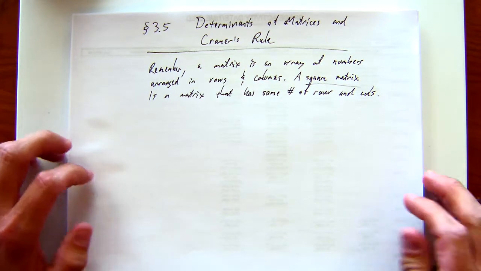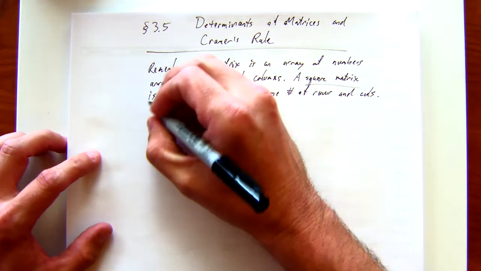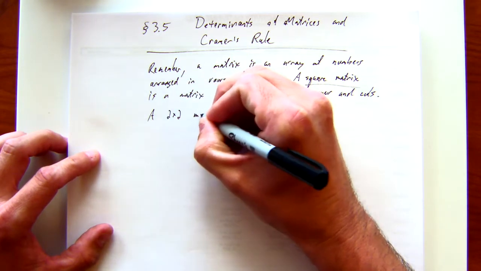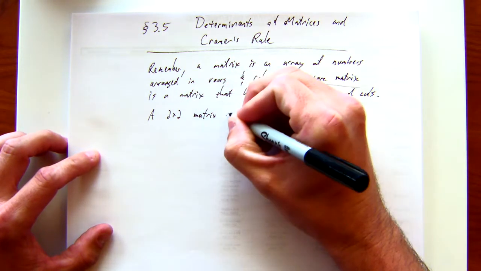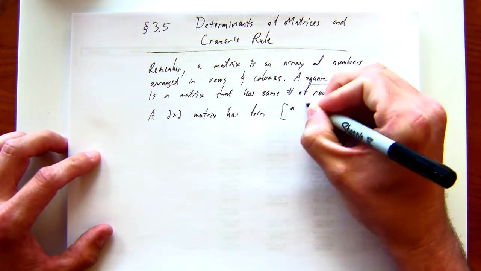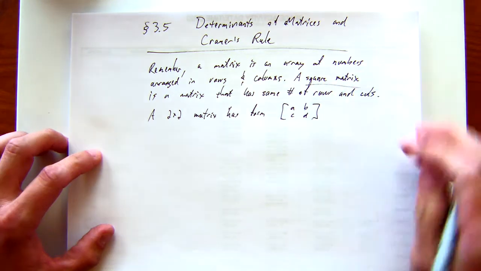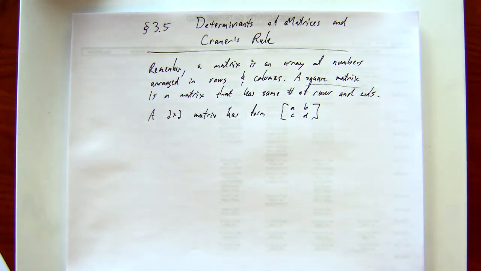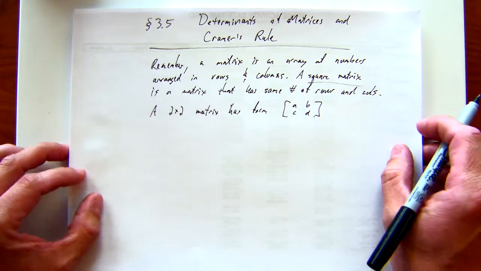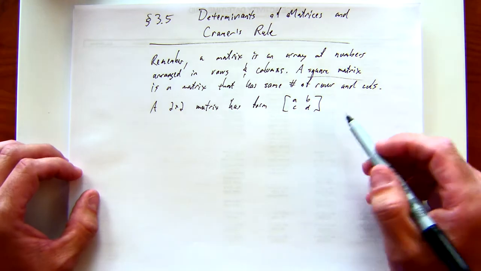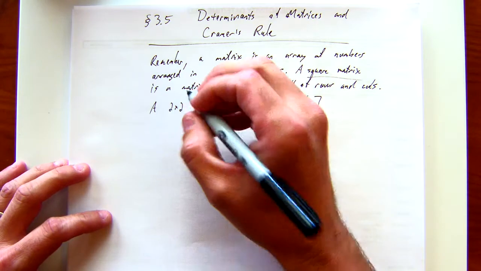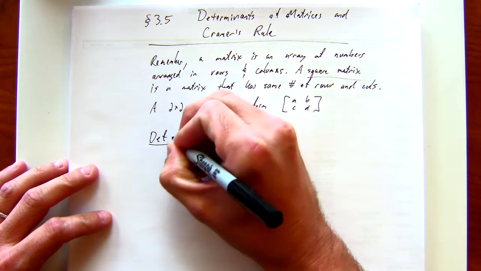Okay? So the easiest one to start with is a 2 by 2. A 2 by 2 matrix has the form A, B, C, D. Everybody remember that? These A's, B's, C's and D's are just numbers, any numbers that we have. And this is a 2 by 2 matrix. So the first thing that we want to do is talk about the determinant.